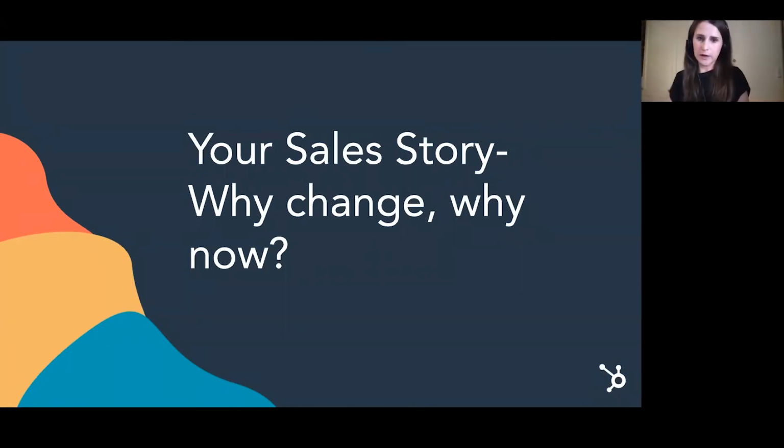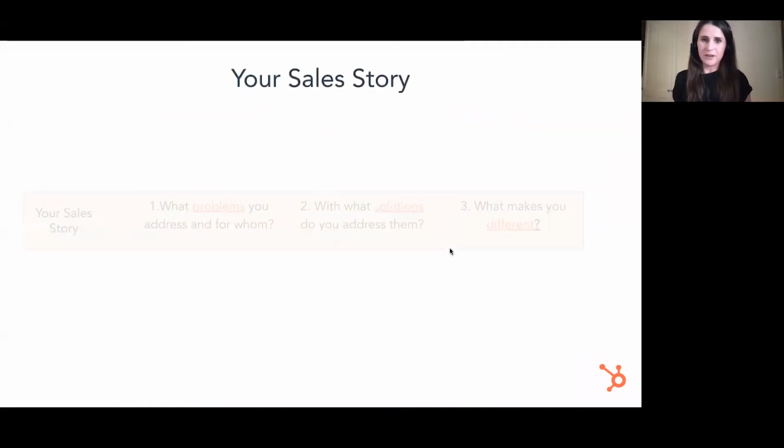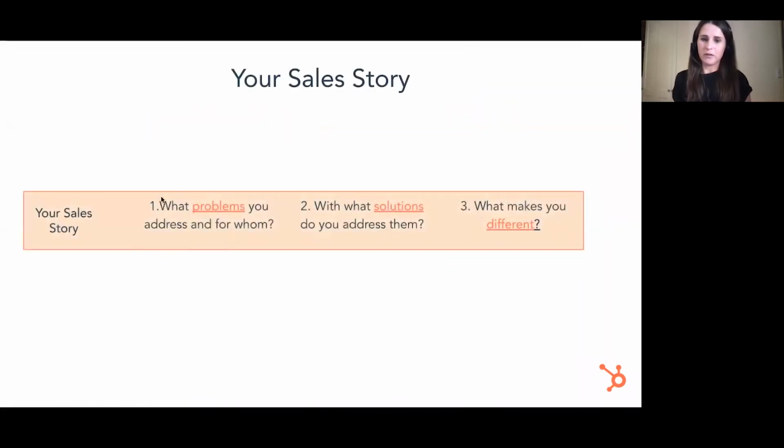So your sales story: why change, why now? Here is the scenario. You are on a connect call with a C-level executive at a prospect company in your target market. And towards the beginning of the conversation, they ask, what does your company do? So this is your sales story. I'll be focusing on the first one here.